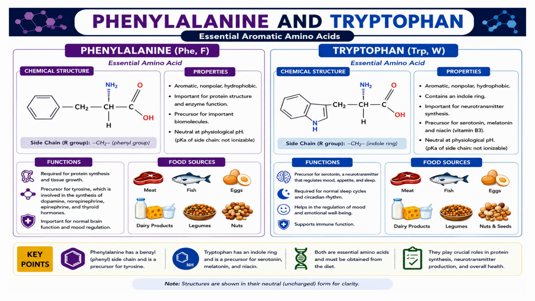Tryptophan, Trp, contains an indole ring, which is an aromatic heterocyclic structure. The indole nitrogen can participate in hydrogen bonding and contributes to interactions within proteins. Tryptophan is a precursor for serotonin, a neurotransmitter involved in several physiological processes, and melatonin, which helps regulate sleep-wake cycles. Through the kynurenine pathway, tryptophan also contributes to niacin, vitamin B3, synthesis. Both amino acids are important for protein synthesis, growth, metabolism, and normal physiological functions.